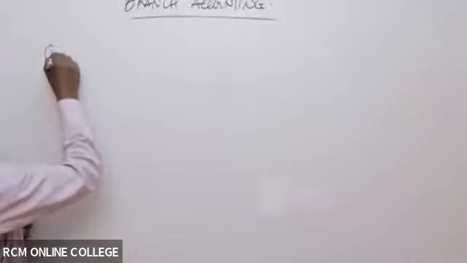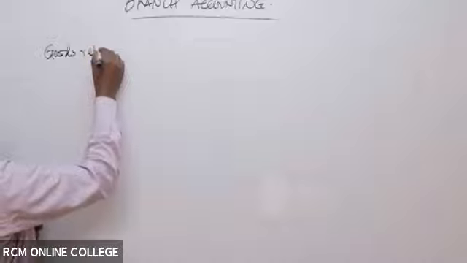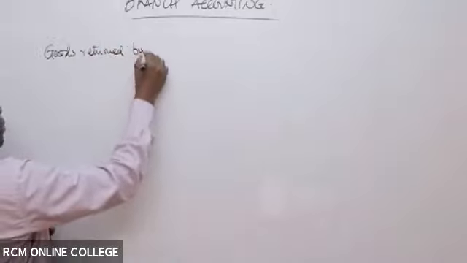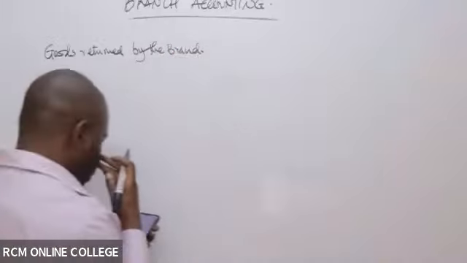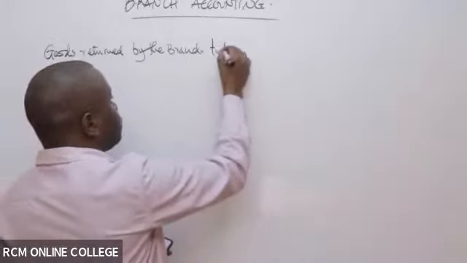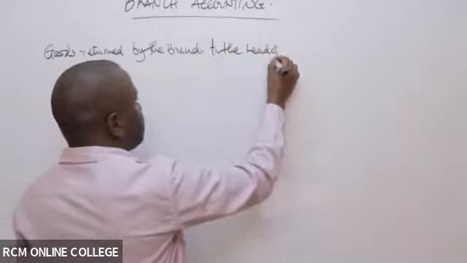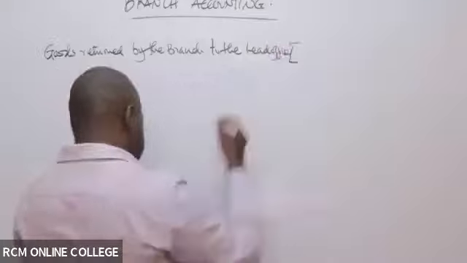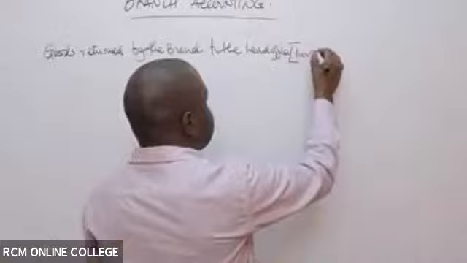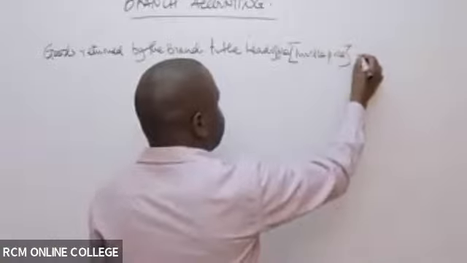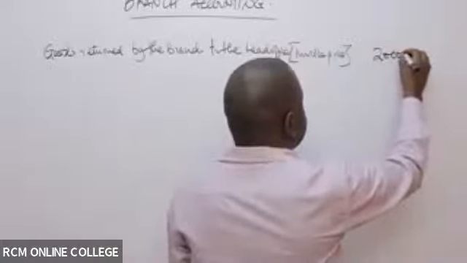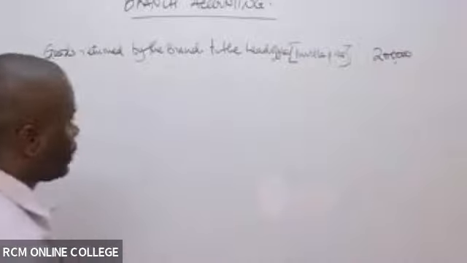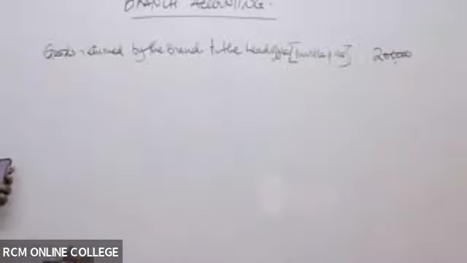So the other transactions in this regard: goods returned by the branch to the head office. This was actually at invoice price, and the amount for this one is 200,000. So the branch in Nakuru returned some goods to the head office, 200,000, but of course there were also some goods sent from the head office to that branch in Nakuru.